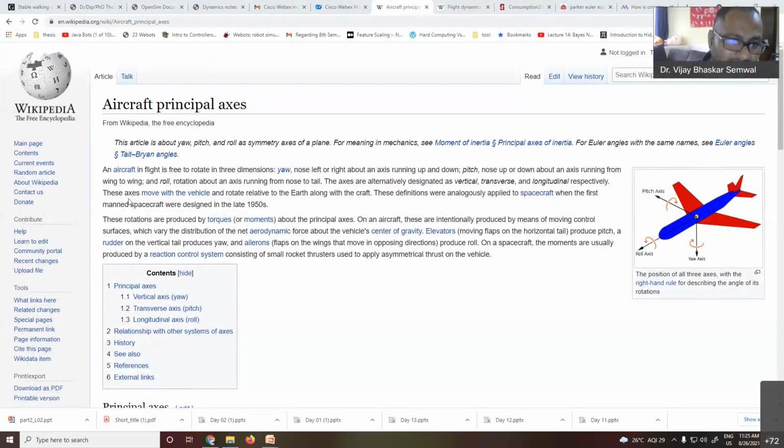And these axes move within the vehicle, rotating around it, and it helps when you are landing. So it helps us to position when you are landing. Okay. This definition was analogously applied to spacecraft when the first manned spacecraft was in flight. Okay. These rotations are produced by torque.